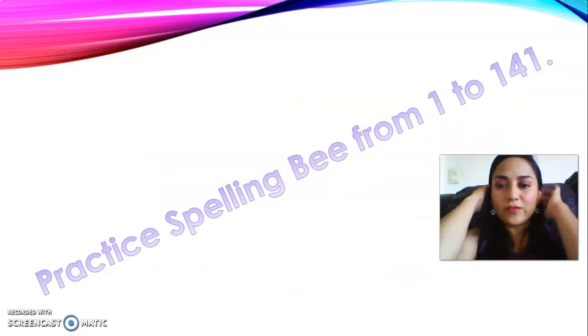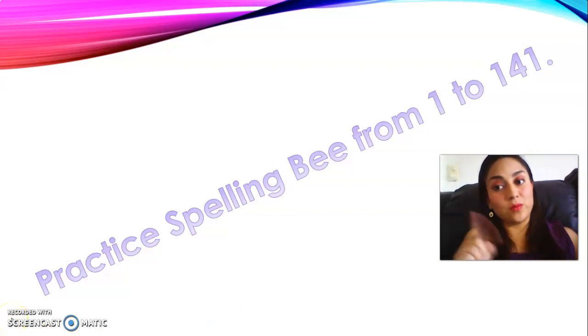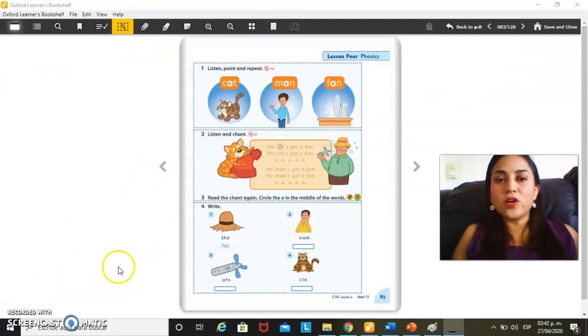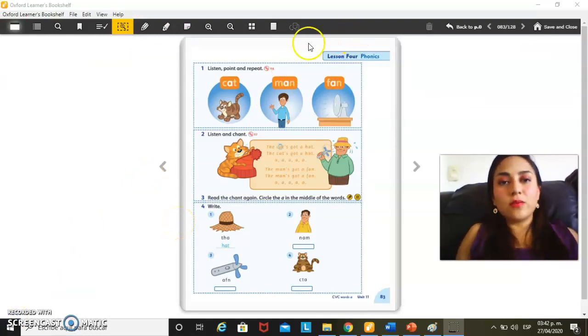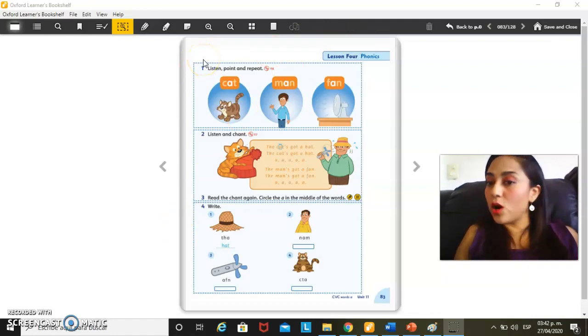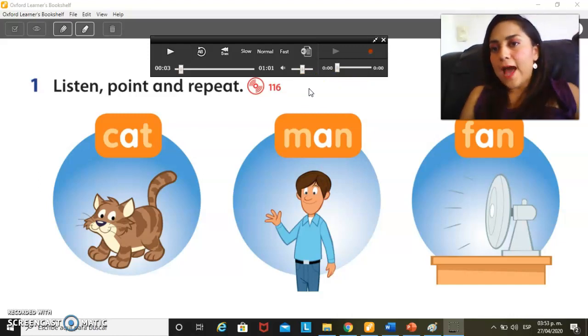And remember, you have to practice your spelling bee list from 1 to 141. Okay, remember, it's very important. Now you're going to open your class book in page 83, and remember, you have to write here on the top the short date, 7/5/2020. And we are going to learn the phonics A.